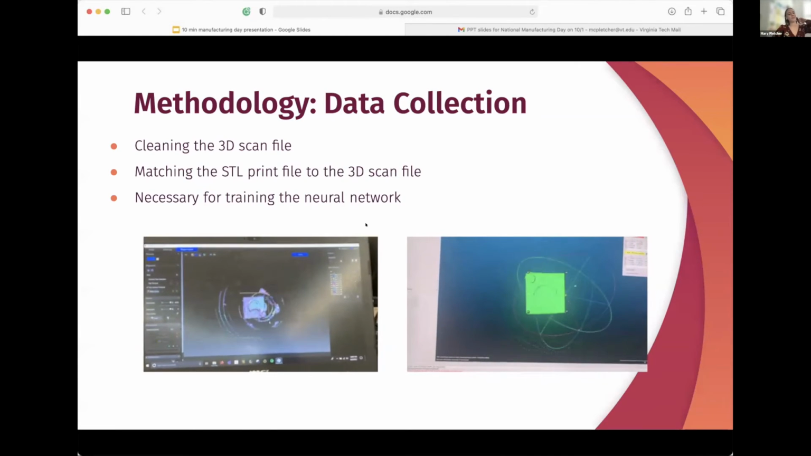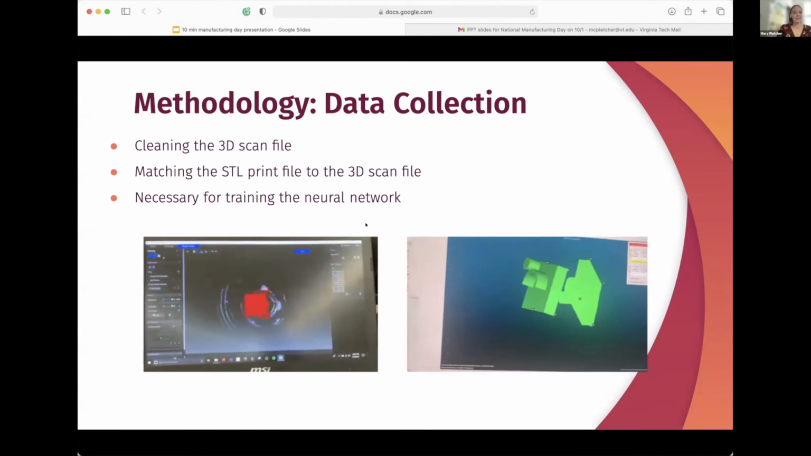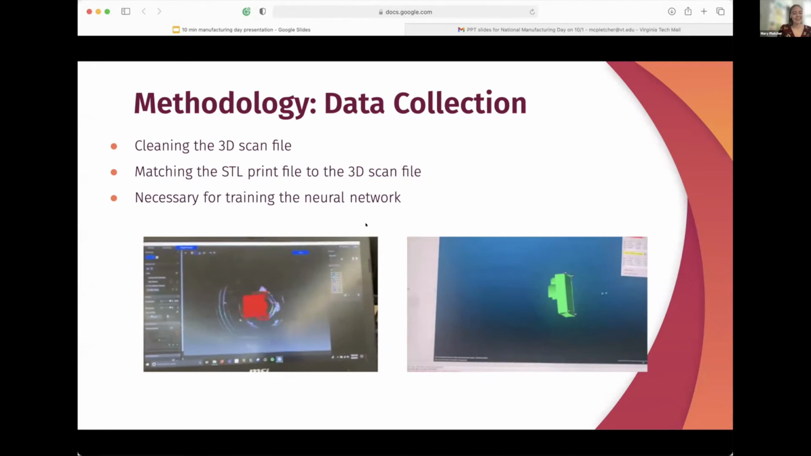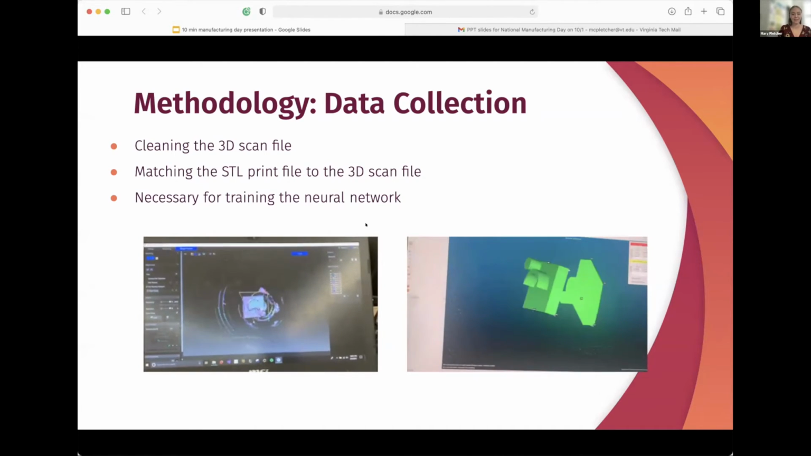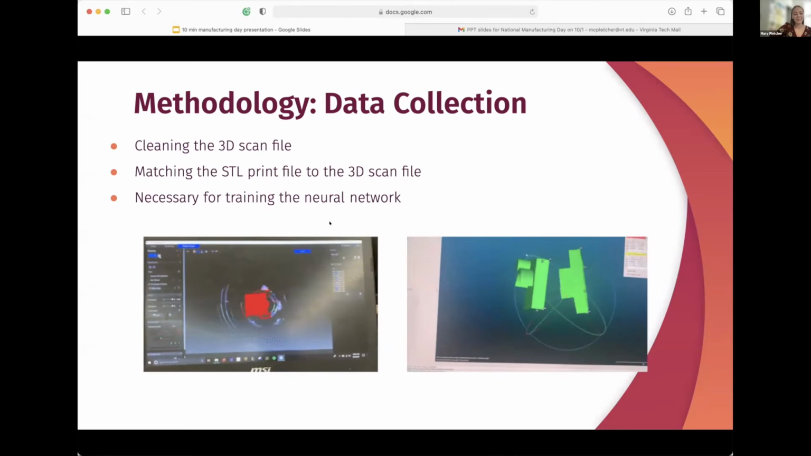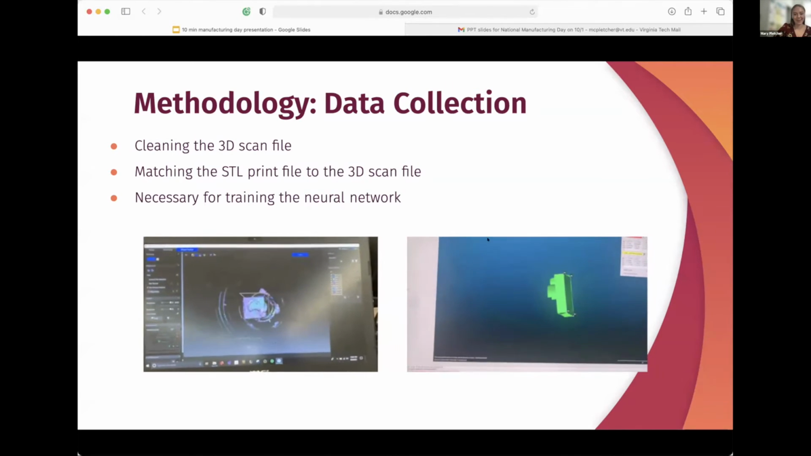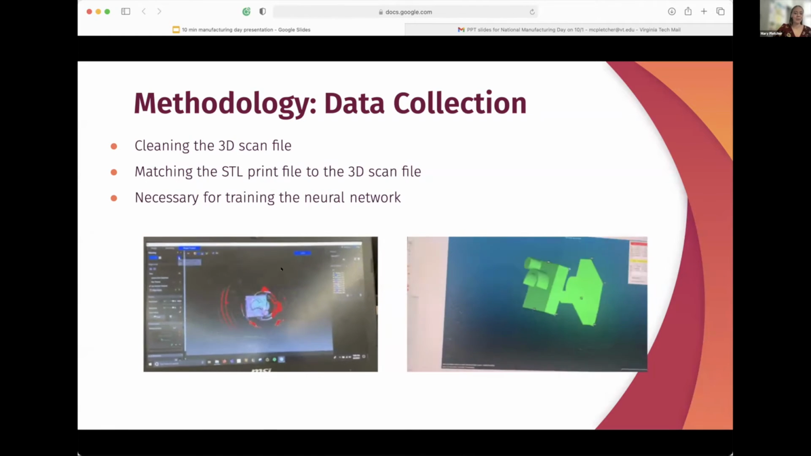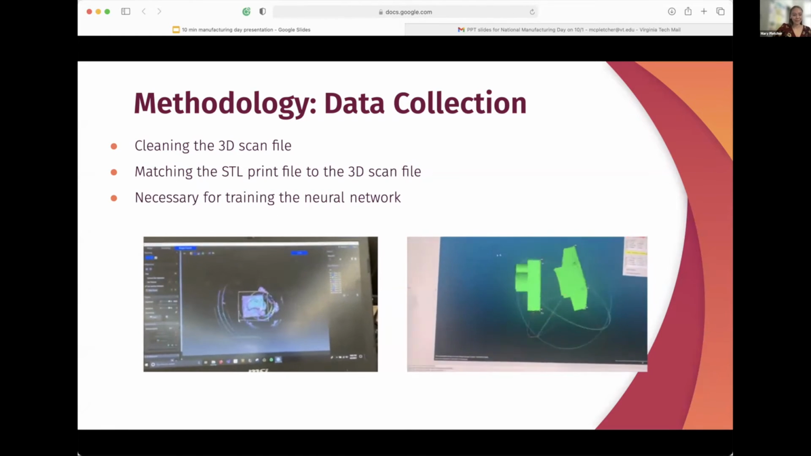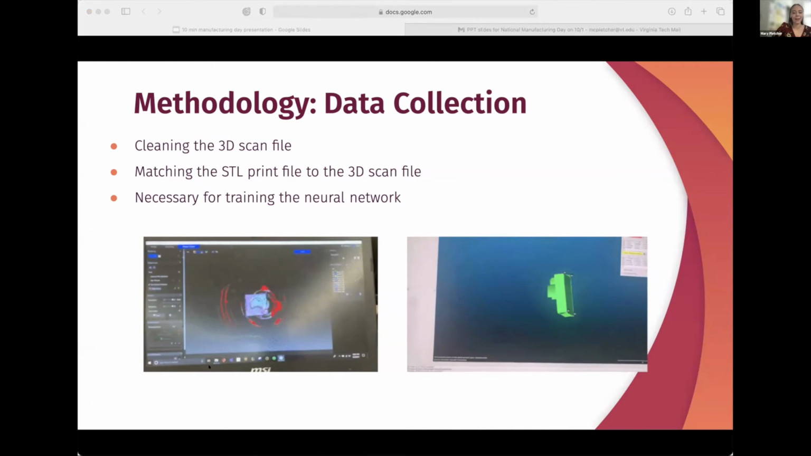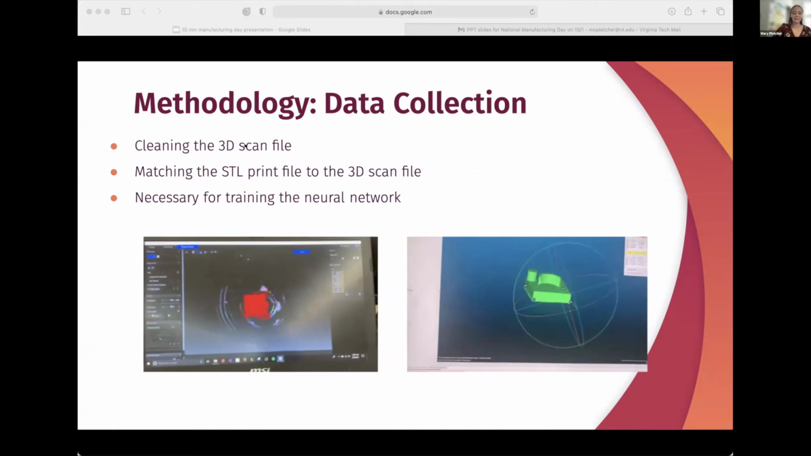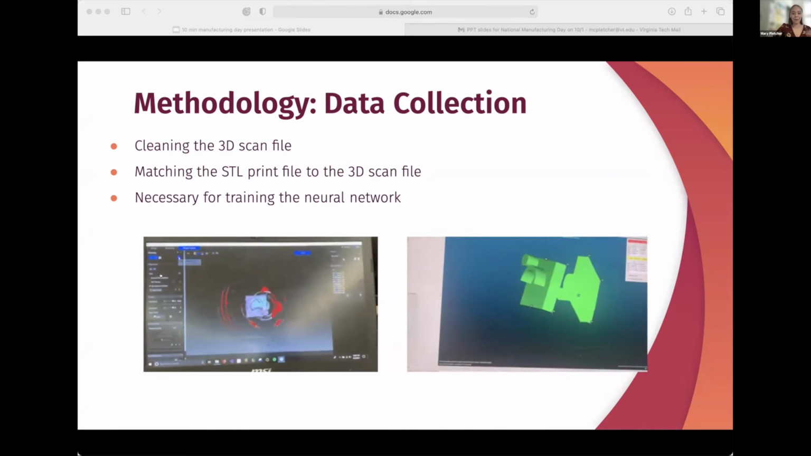after we collected all of this data and printed all of these parts, the next steps were to clean the 3D scan files and then match the initial STL print file to the 3D scan file. So here are some images of me contributing to that part of the process. Both of these steps were necessary to create data that was clean enough and only contained the valuable information for the neural network to learn the relationships between the before and after of the part.